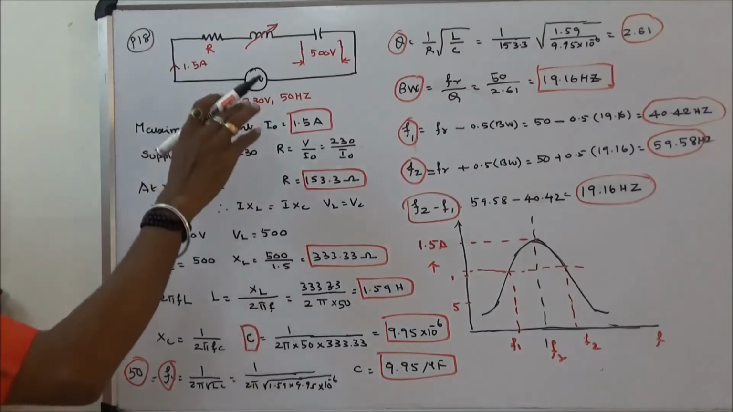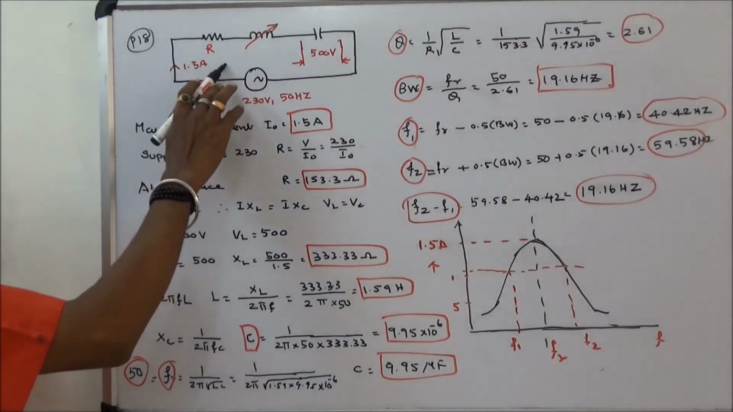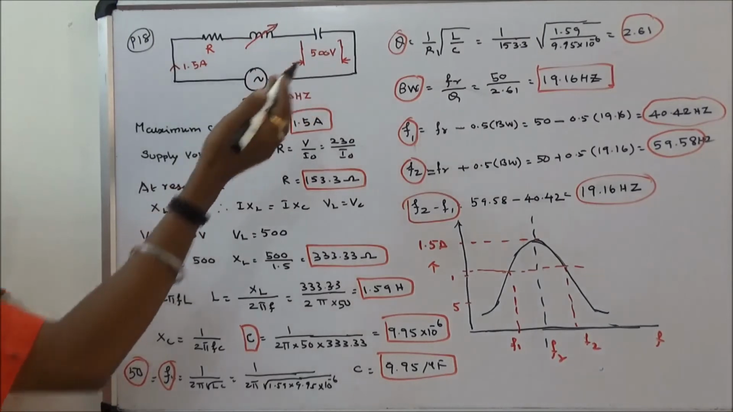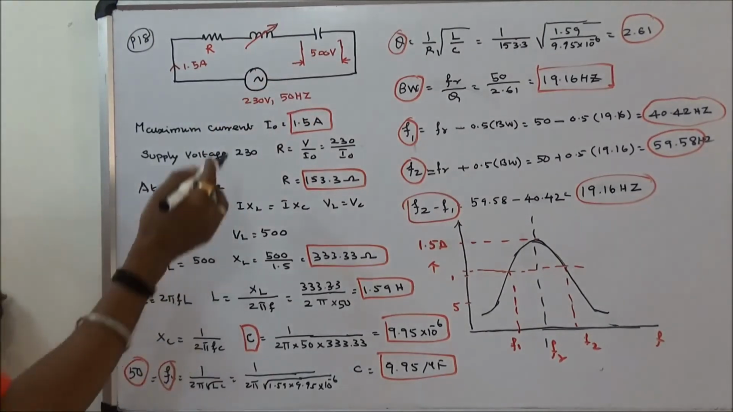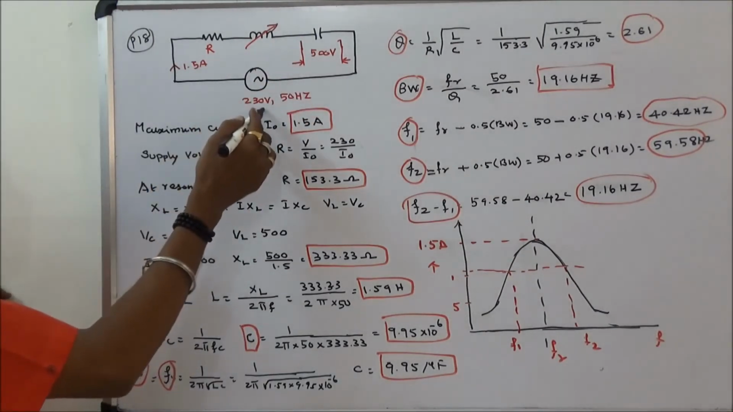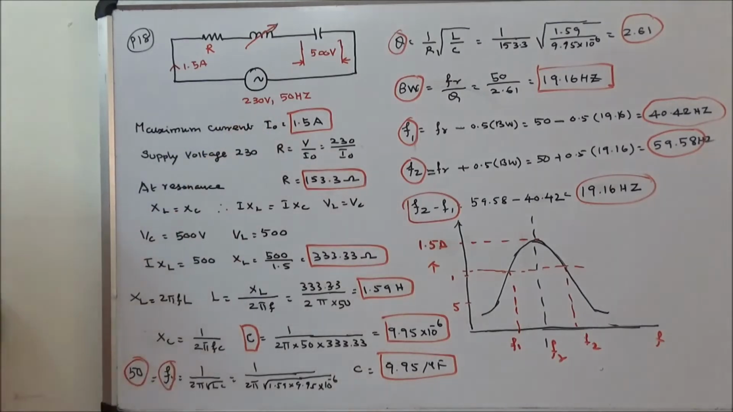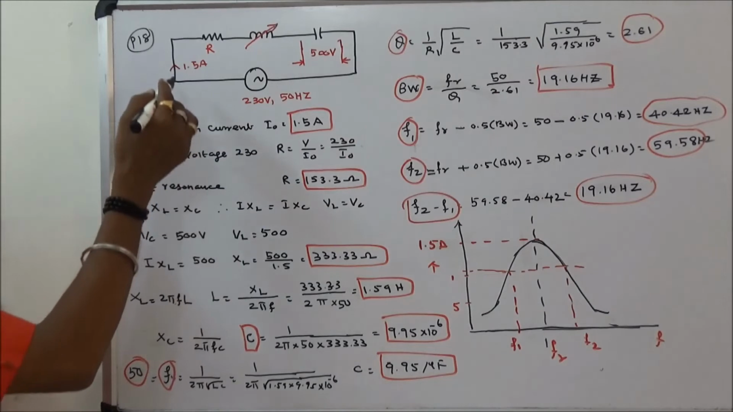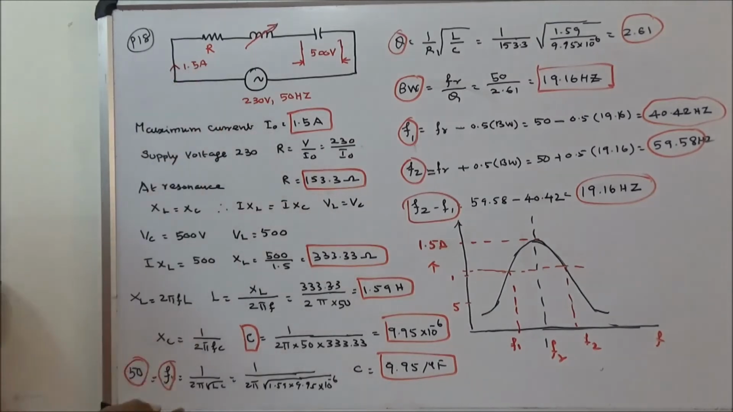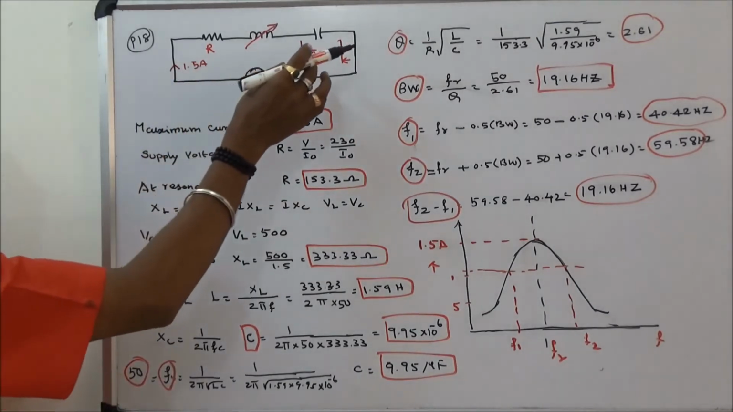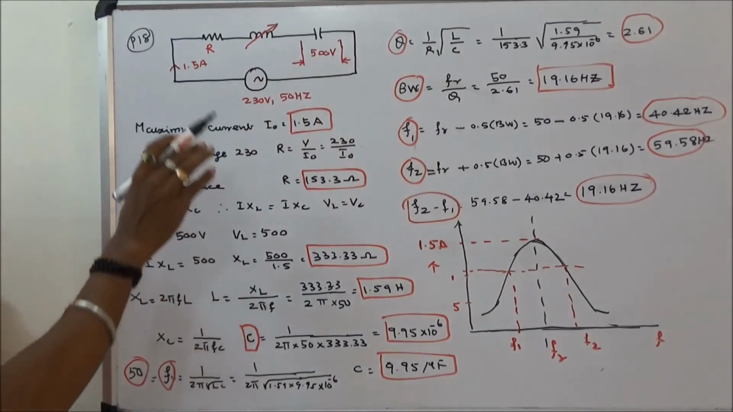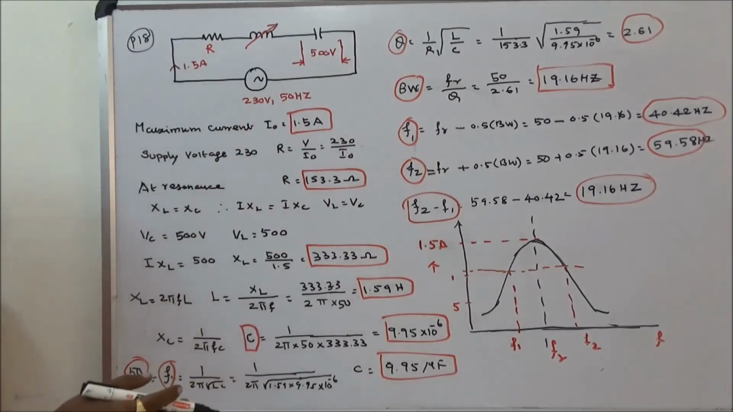The second problem is, a resistor, variable inductor and a capacitor are connected in series. Supply voltage is 230 volt. Frequency is 50 Hz. By varying the inductor, the maximum current is 1.5 amps. That time voltage across the capacitor is 500 volts. Find the circuit parameters. First question.